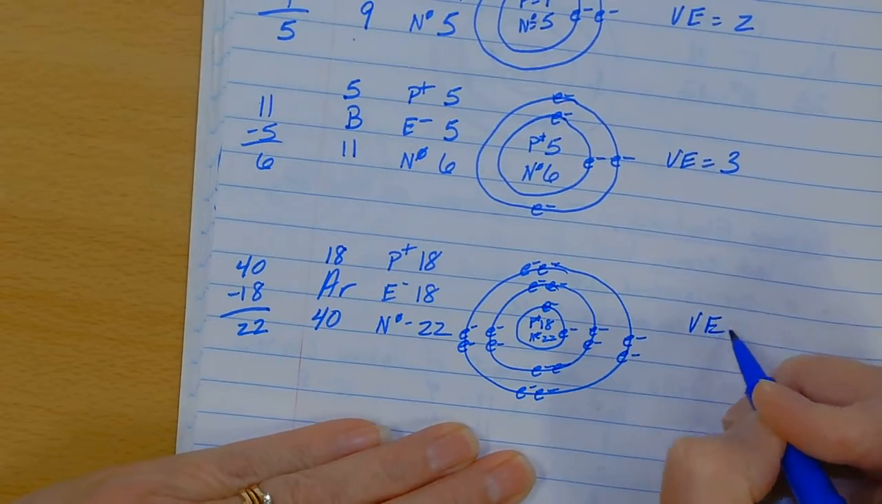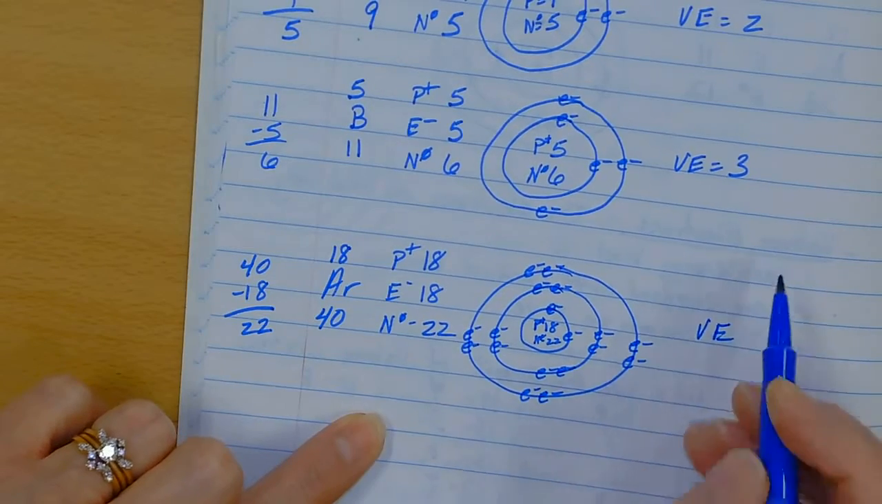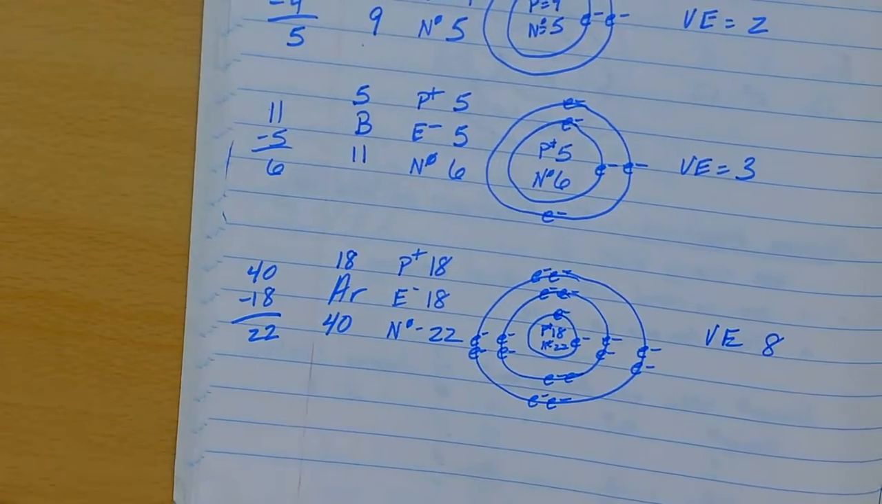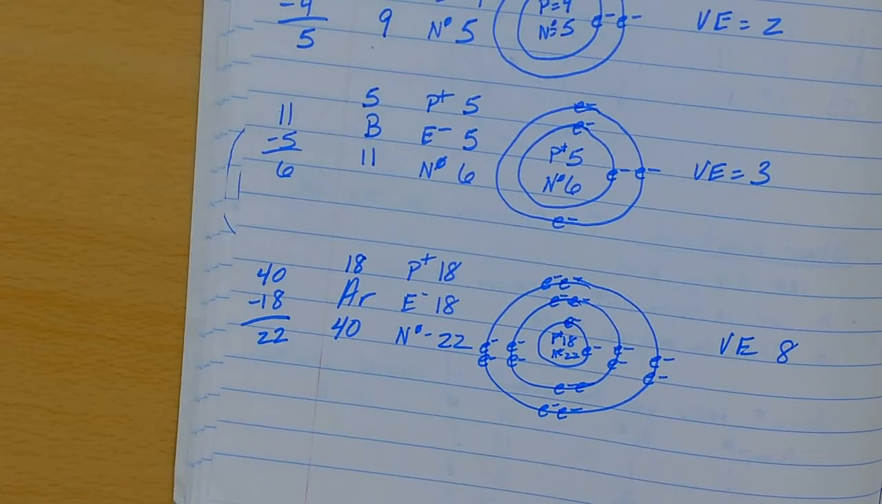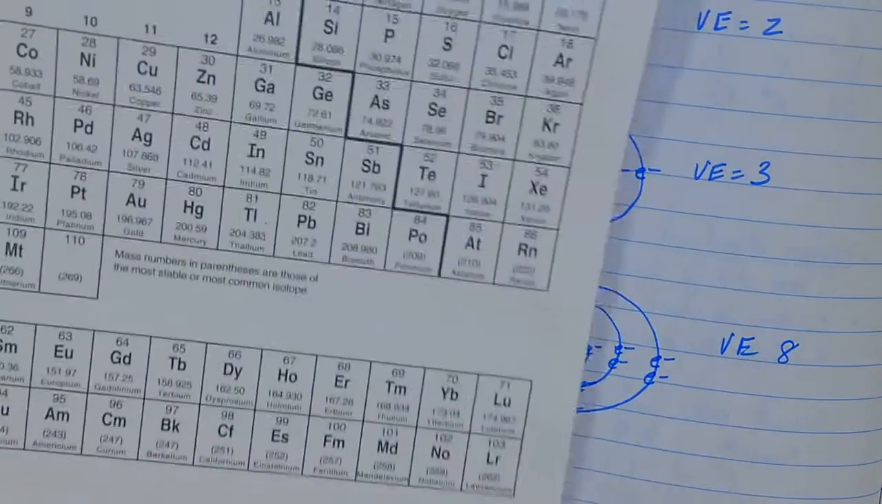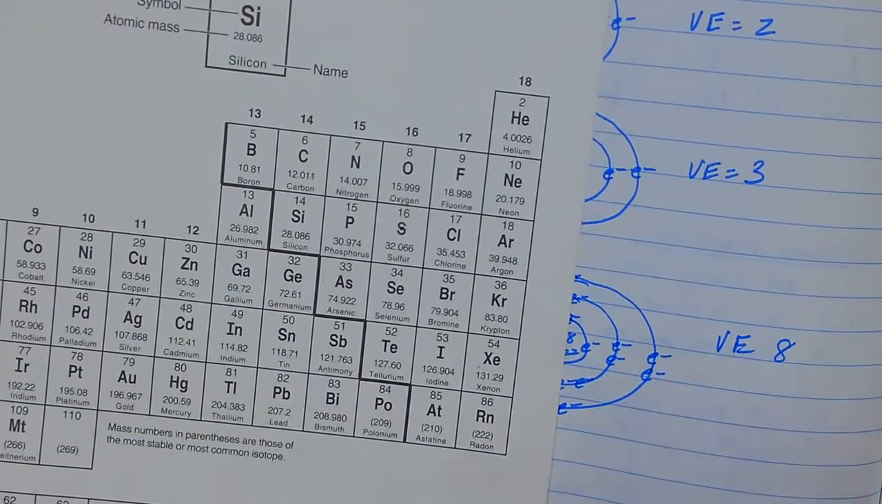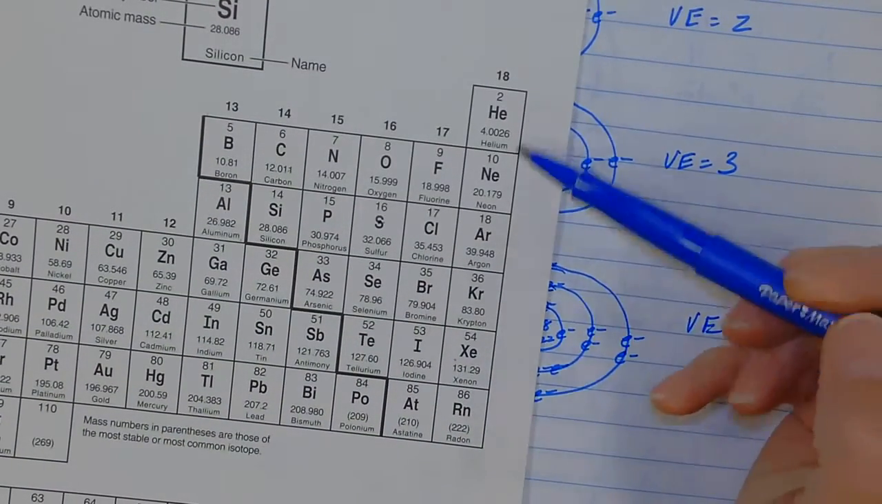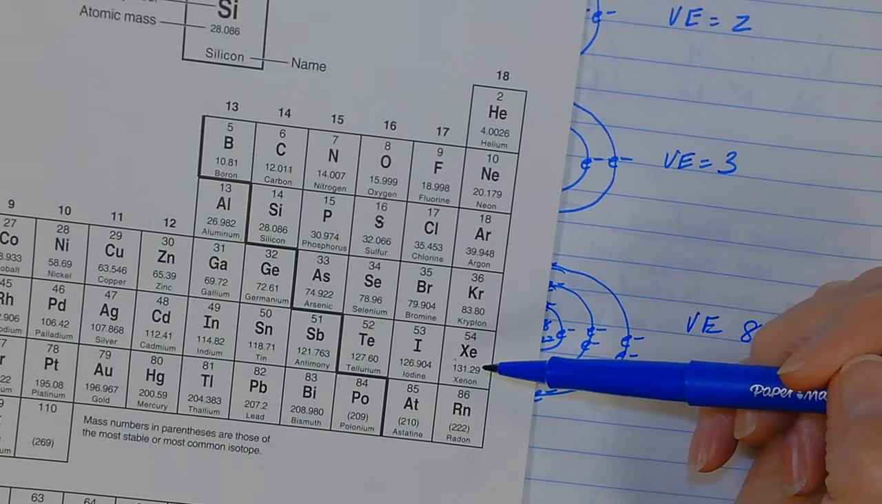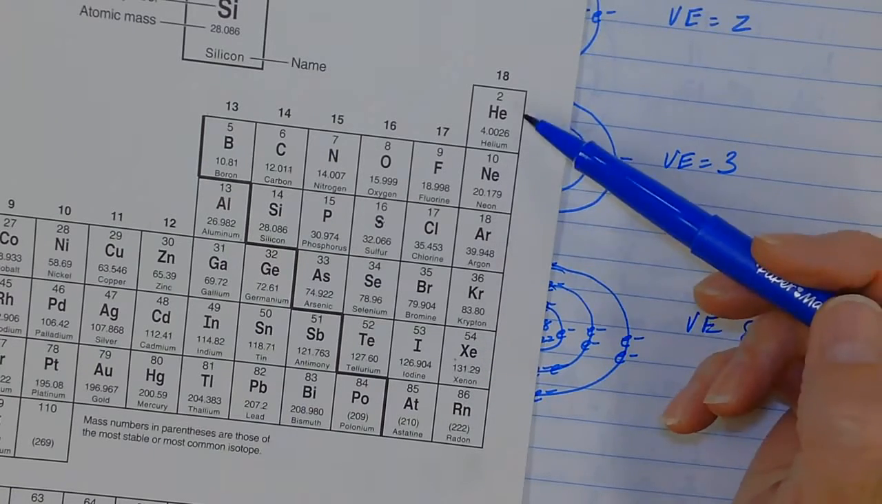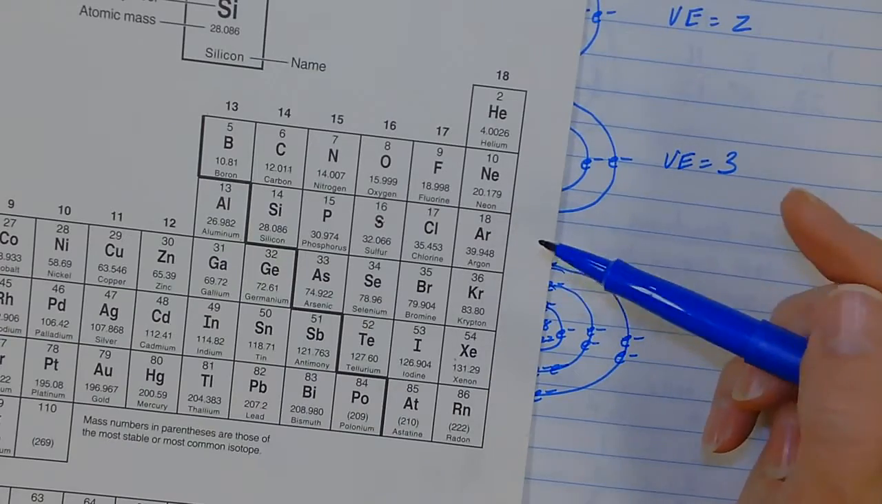Valence electrons, I have 2, 4, 6, 8. I have 8. Okay, remember we said the maximum number of valence electrons you can have is 8. Argon is in group 18. All of group 18, these are your noble gases. Their valence level is full, and so they're non-reactive, and they're going to have that maximum number of valence electrons.